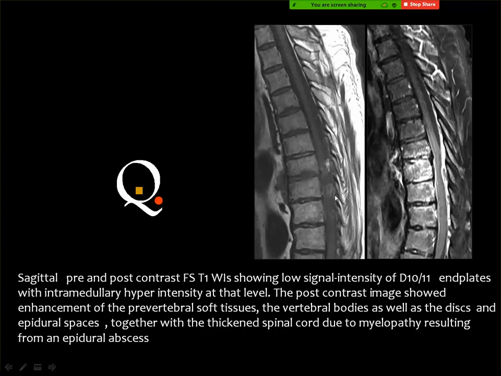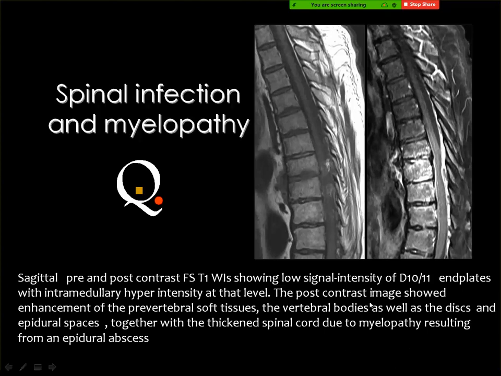This is T1 and this is T1 post contrast. Metastasis. No, metastases do not involve the disc. Spondylodiscitis. Yes, and this is a spinal infection with changes in the cord parenchyma.